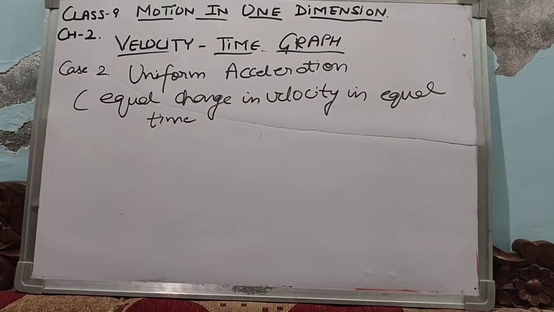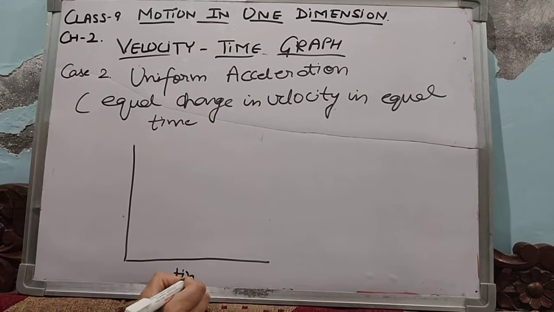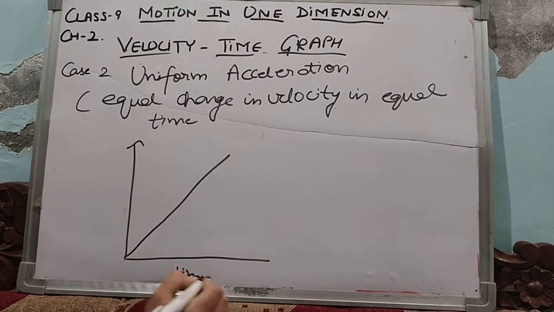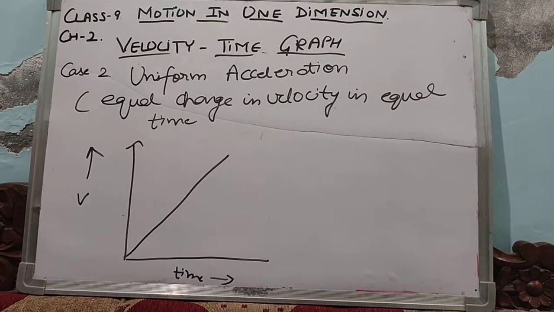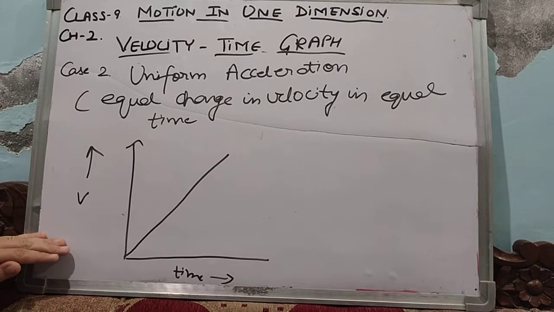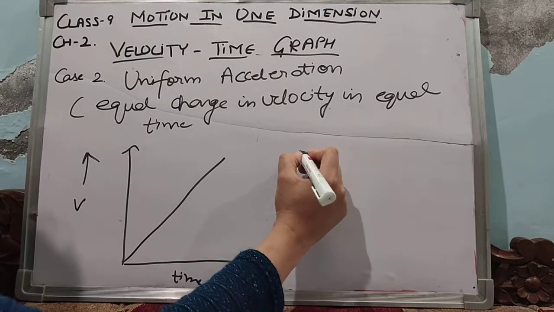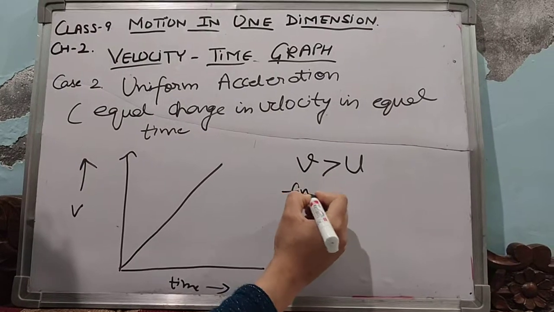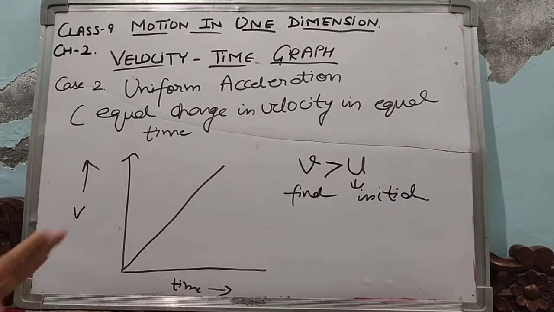So when we have to plot your VT graph for uniform acceleration, remember it will come out to be a straight line along your time axis. Now we know time is taken along x-axis and velocity is taken along your y-axis. So this is the kind of graph you'll get for uniform acceleration. Remember, in uniform acceleration, v is always greater than u, where v is your final velocity and u is your initial velocity. I'll explain you this graph again.